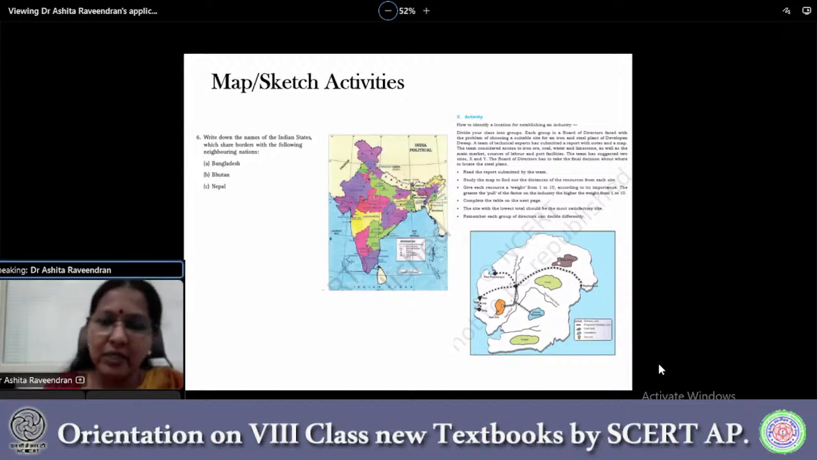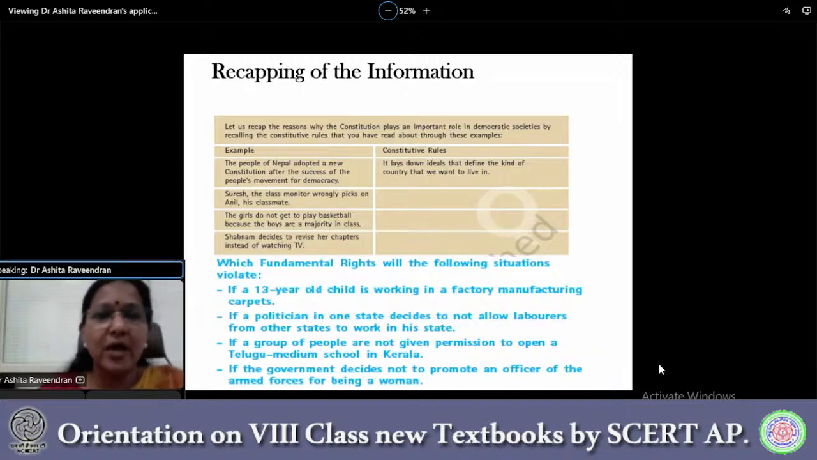So these types of activities are being given in the textbook. We also have a portion where there is a recapping of the information. Many pieces of information are also being given in the textbook. So when we are dealing with the constitution, what is the role that it plays in democratic societies, and what are the rules that are stated, or the constitutional rights that are provided, is being given.